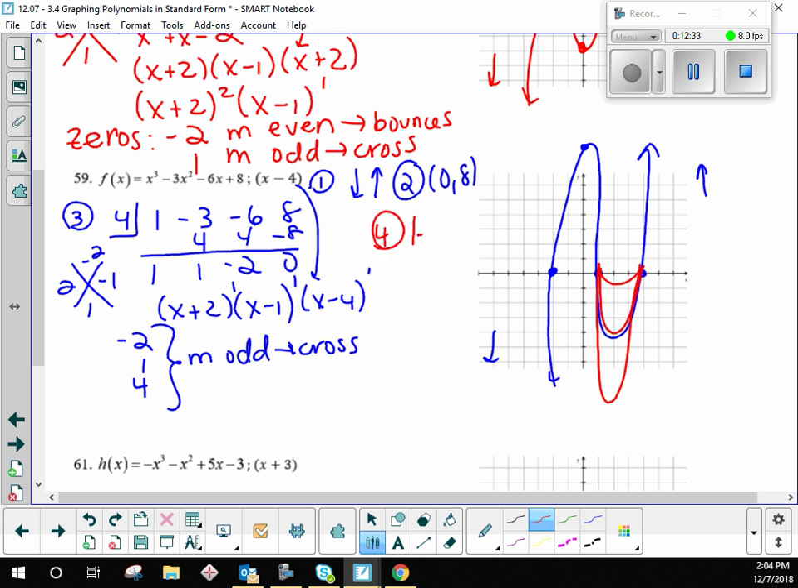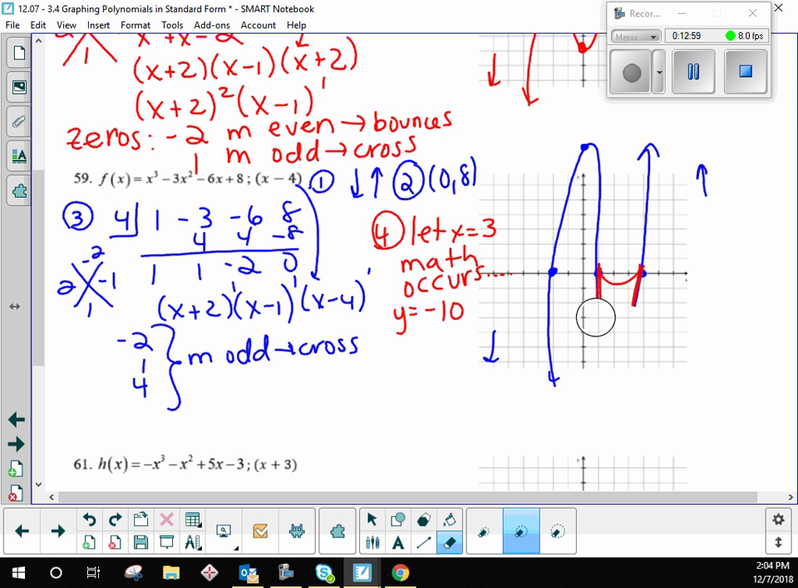So for step 4, I'm going to let x equal 3. Math will occur. And it would give me that y equals -10. Okay? That math that occurs, you put your 3 in for the x's everywhere you see one, and you just follow your order of operations and simplify, and you'll get -10. So that will give you a good idea of where the graph will turn around, or a better idea. So 3, -10 down here somewhere. Okay, so that's the reason for a mid-interval point.